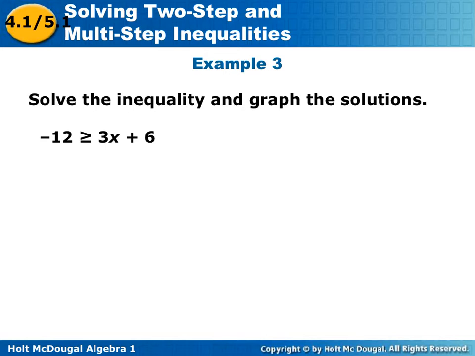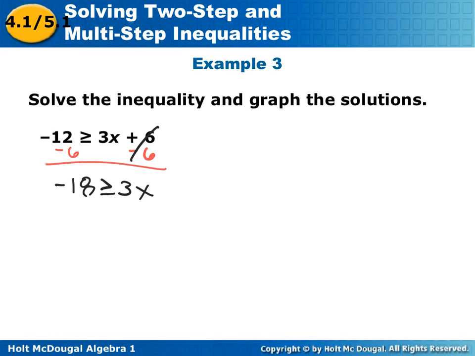All right, so here's another one. Let's solve this inequality together. Okay? So you're looking at this. -12 is greater than or equal to 3x plus 6. Step number 1 is to get 3x by itself. So you do that by subtracting. So you get -18 is greater than or equal to 3x.